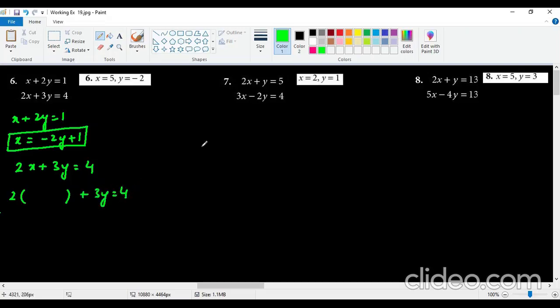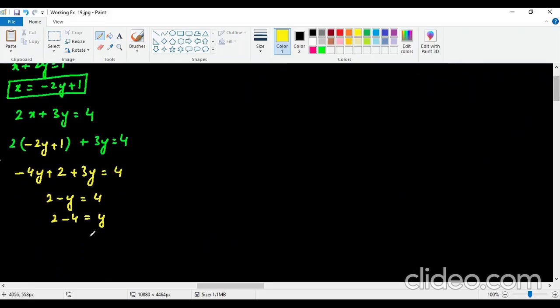So the value of x is going to be negative 2y plus 1. So this gives us negative 4y plus 2 plus 3y equals 4. That means 2 minus y equals 4, because minus 4y and plus 3y are going to give us a negative y. So 2 minus 4 equals y. Negative 2 equals y. That means the value of y is equal to negative 2.